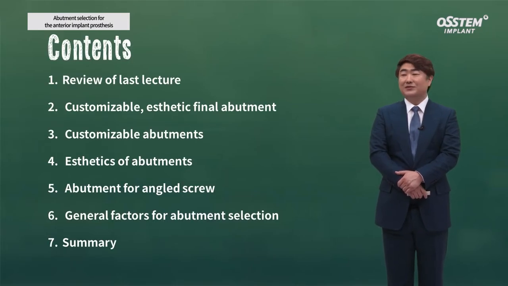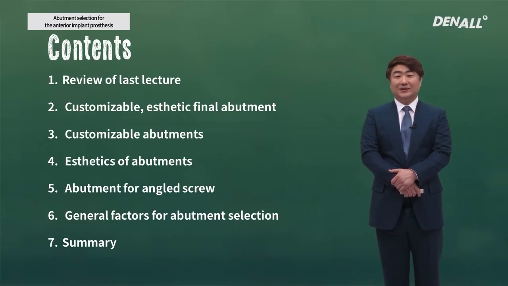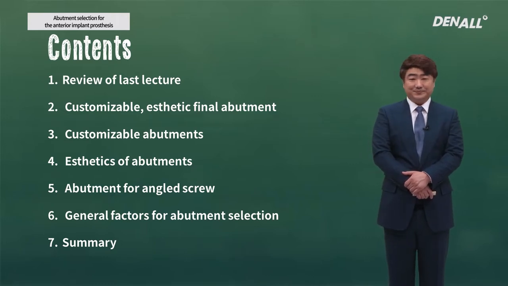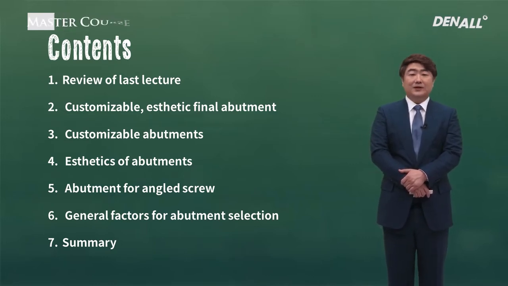Last time we looked at the anterior implant prosthesis, and today I'm going to talk about abutment selection. These are the items I'm going to cover today, up to summary, 7 items.